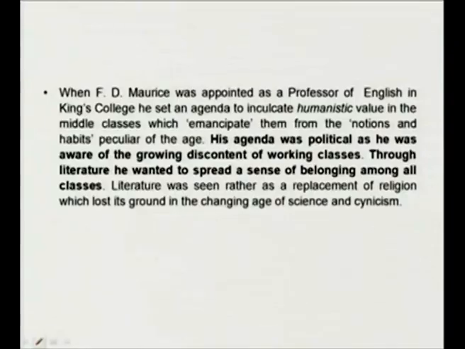When F. D. Maurice was appointed as a professor of English in King's College, he set an agenda to inculcate humanistic values in the middle classes, which would emancipate them from the notions and habits peculiar to the age. So, that will allow them to go away from the ills of the social system. His agenda was political, no doubt, as he was aware of the growing discontent of the working classes. Through literature, he wanted to spread a sense of belonging among all classes.